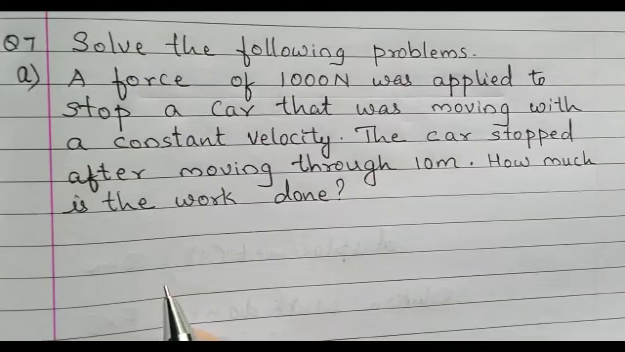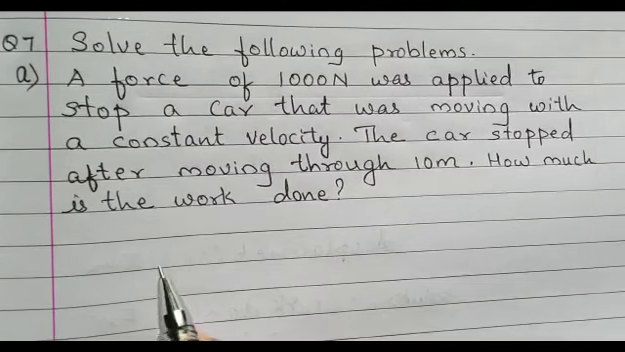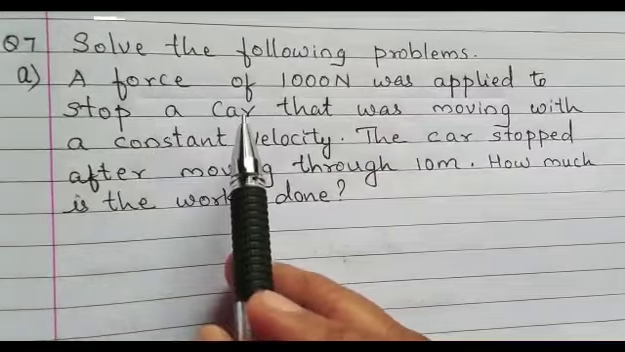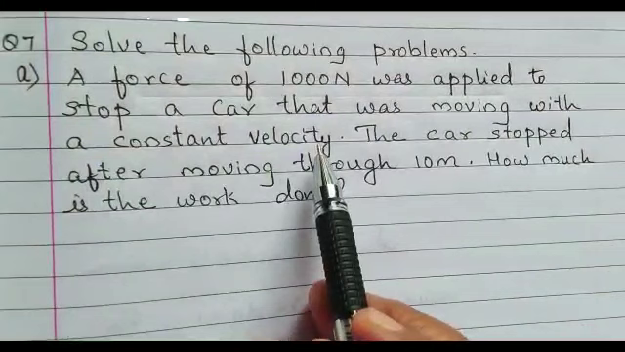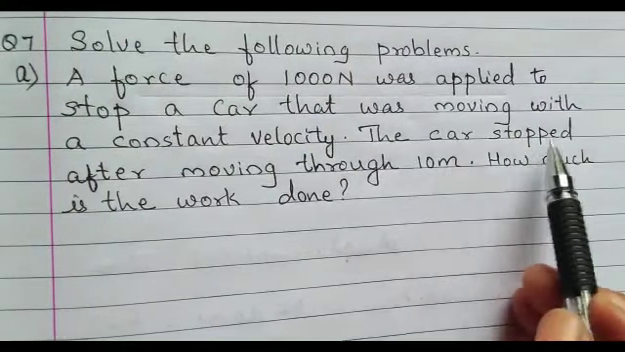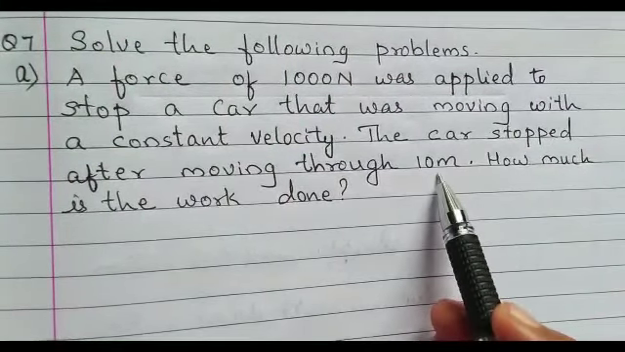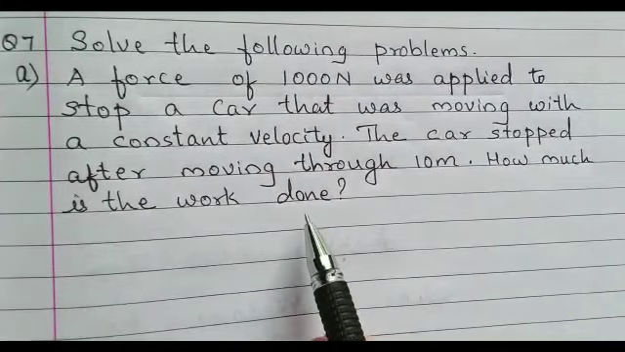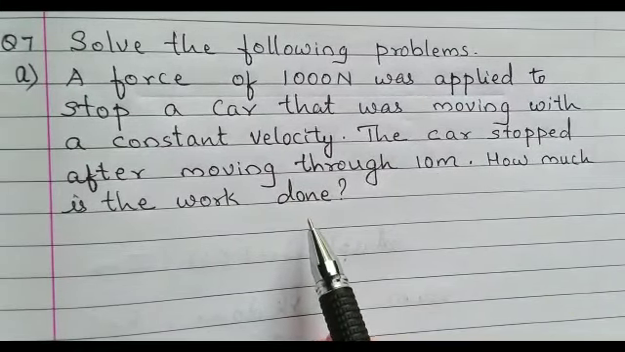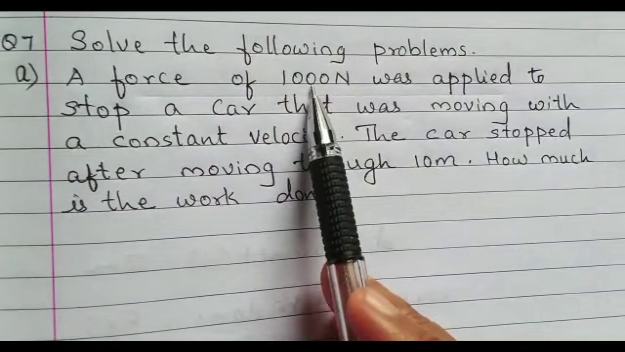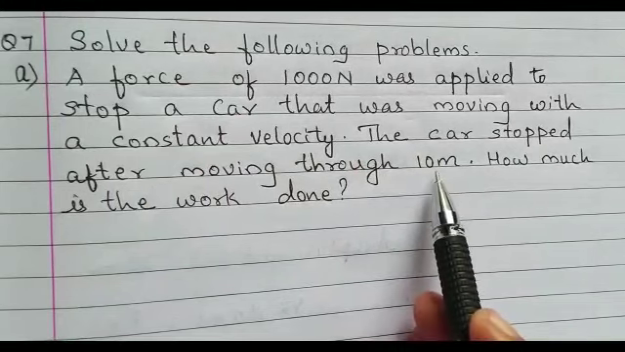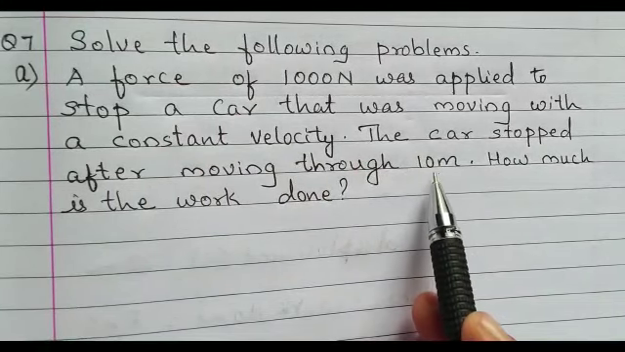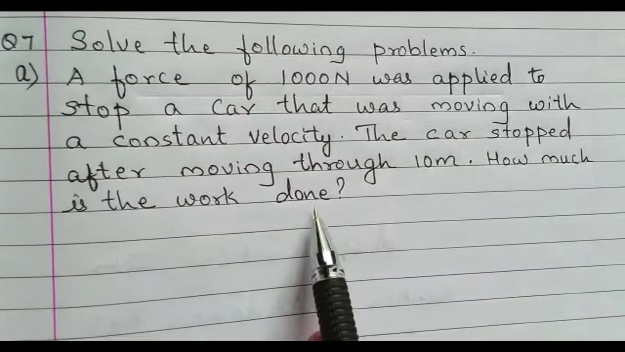Now let's see question number 7. The first question. A force of 1000 Newton was applied to stop a car that was moving with a constant velocity. The car stopped after moving through 10 meters. How much is the work done? What all are given? The force applied is given and the displacement also is given. The car stopped after moving through 10 meters. That means that the car was displaced 10 meters.